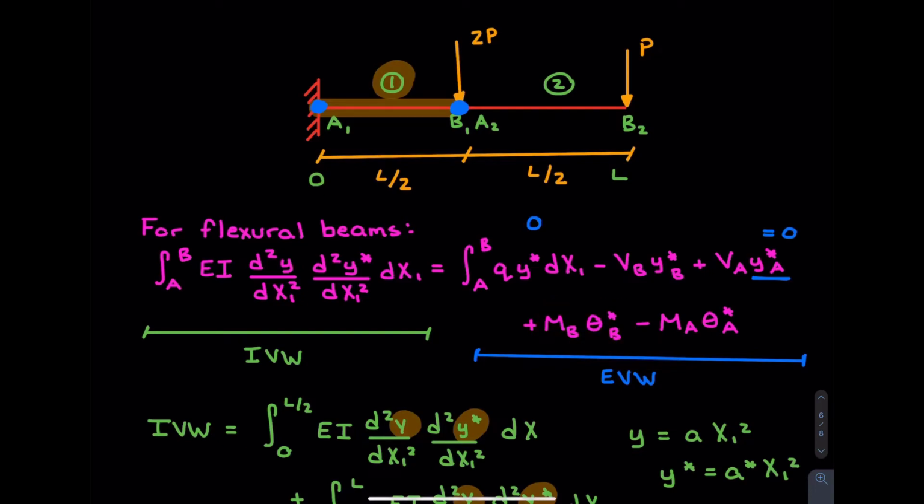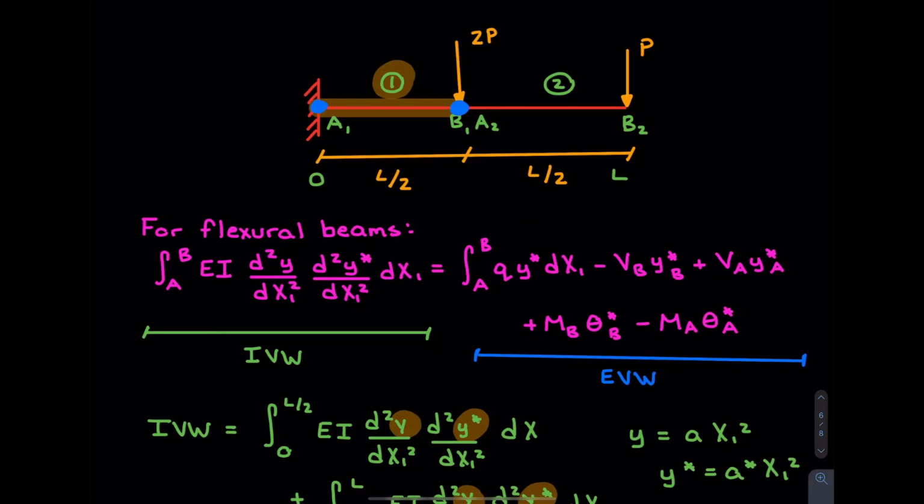Now moving on to the last term, we have MA times the virtual rotation at A. So again, we're looking at that fixed support. Of course, it's fixed. There is going to be a moment there. However, since it's fixed, we know that the rotation at A1 there is going to be 0. Therefore, this last term right here will be equal to 0. Not very hard to see. So that is all 5 terms for the first region.